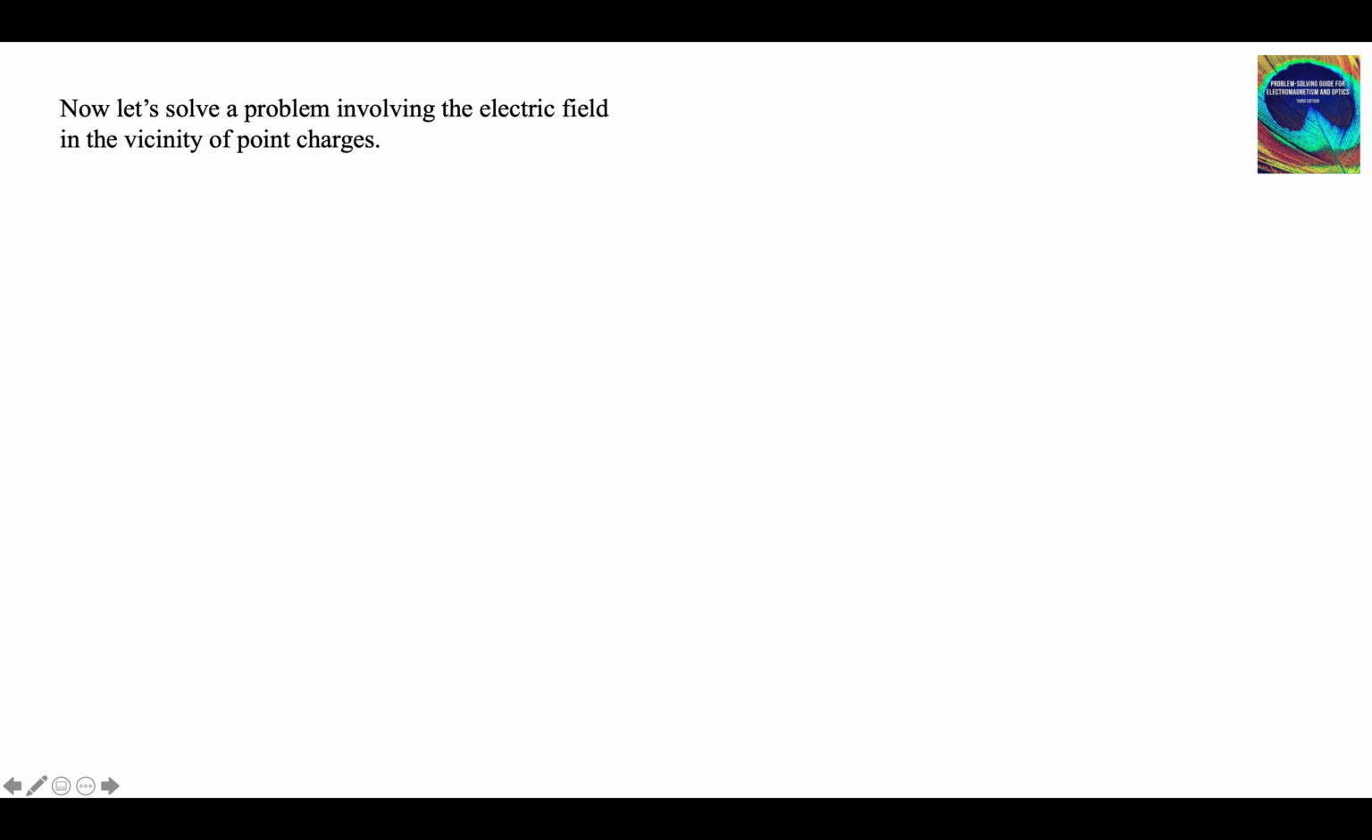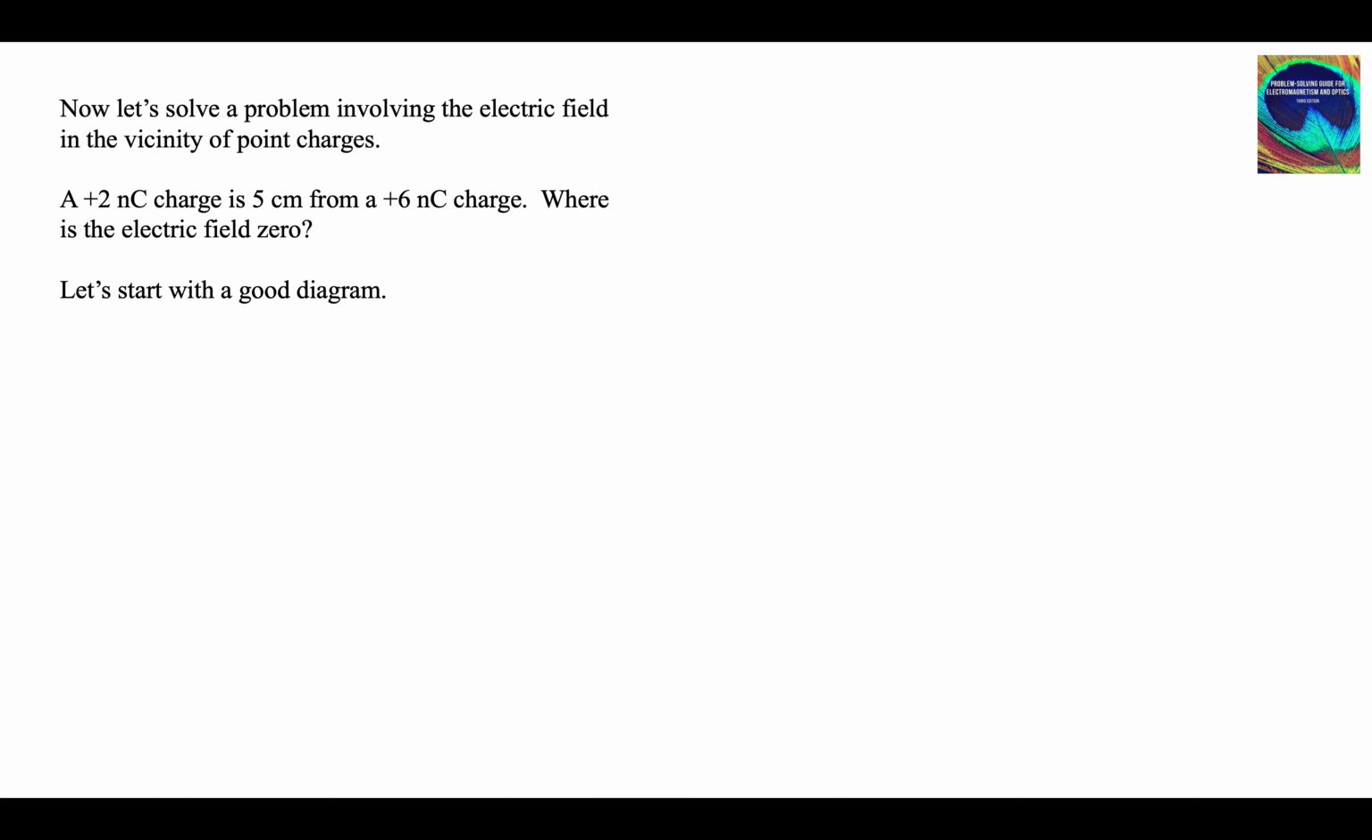All right, now let's do a problem. A plus 2 nanocoulomb charge is 5 centimeters from a plus 6 nanocoulomb charge. Where is the electric field 0? Tell me where there is no field. As always, we start with a good diagram. There's the plus 2, there's the plus 6, and let's think about where the field's going to be 0.